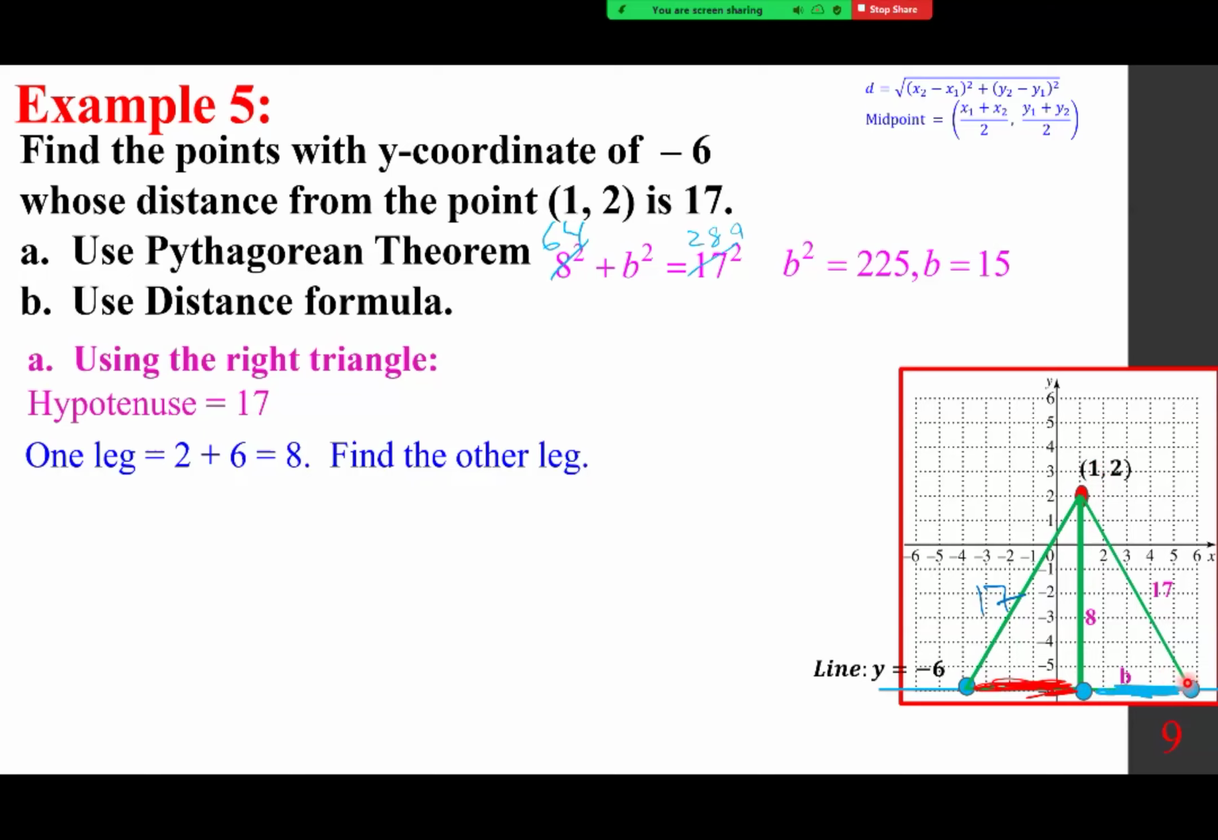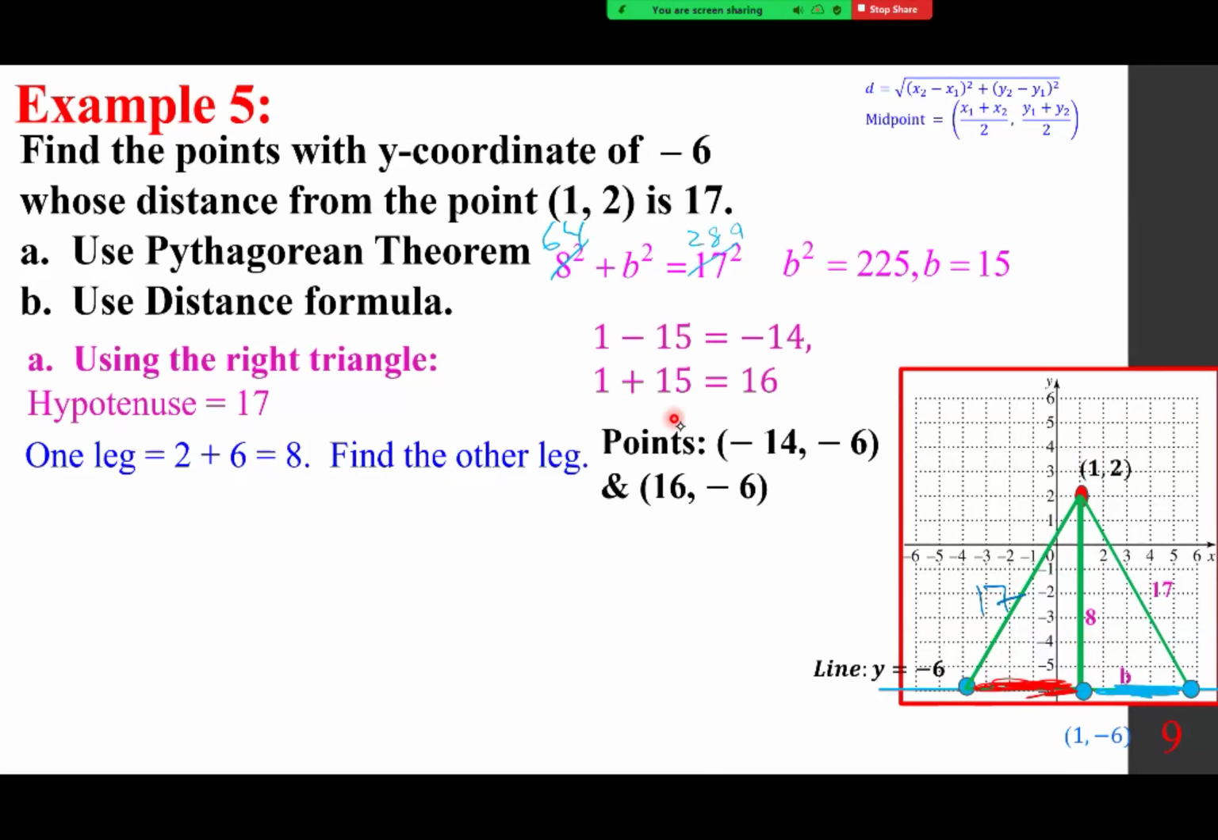When we go 15 units to the right, the x coordinate is 16. When we go 15 units to the left, 1 minus that is negative 14. So 1 minus 15 is negative 14, 1 plus 15 is 16. Points are (-14, -6) and (16, -6). Very straightforward, everybody.